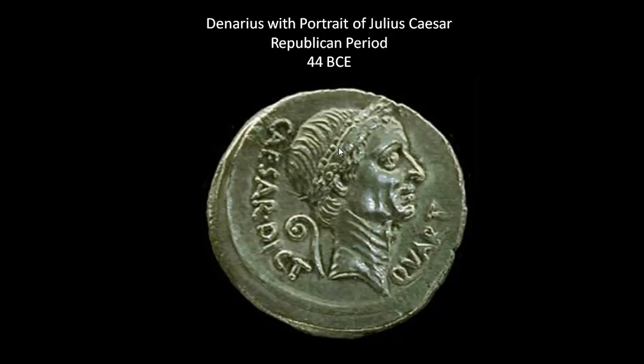Now think about this. This is a brilliant, brilliant political move. And by the way, he's not the first ruler to put his image on the coin. We see this before. But it's a very smart political move because this is a portrait of Julius Caesar. So when people carry money, they physically carry on their body an image of their ruler.